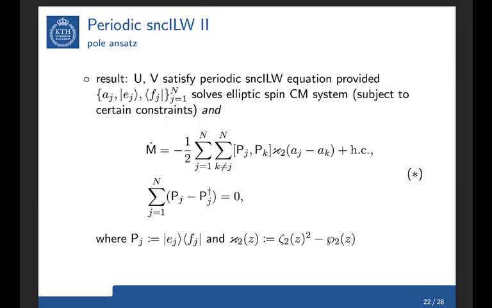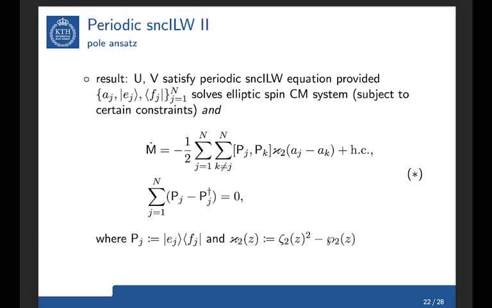So to give a bit more details on the results, we're able to show that u and v from the pole ansatz before satisfy the periodic SNC-ILW equation provided that the parameters solve the elliptic spin CM system subject to certain constraints which are analogous to those before, and additionally the following conditions are met. So here P_j is a shorthand notation for the outer product of E_j and F_j.